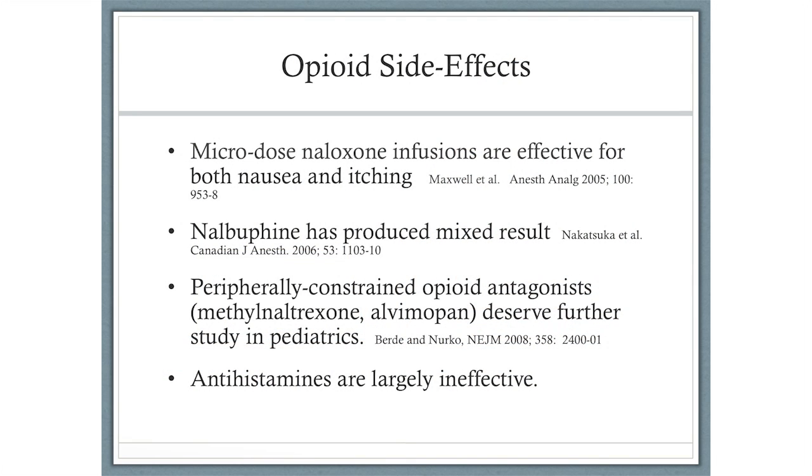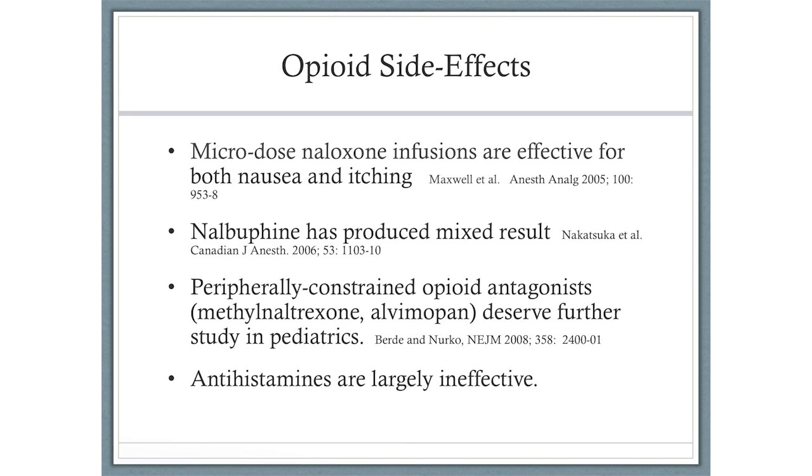In prospective studies looking at naloxone infusions, low-dose naloxone infusions are shown to be very effective for both the severity and the duration of itching and nausea in pediatric patients. And the studies have shown that there is virtually no reversal of opioid analgesia. Now, nalbuphine is often used for itching, but it's really had very mixed results in kids.